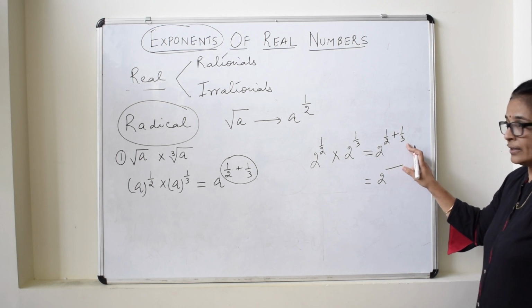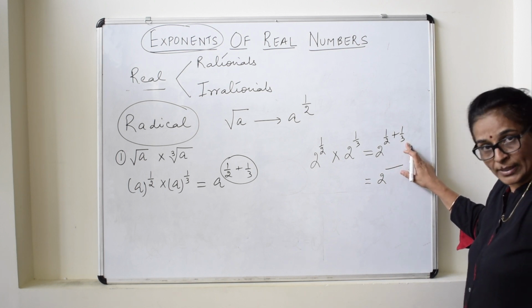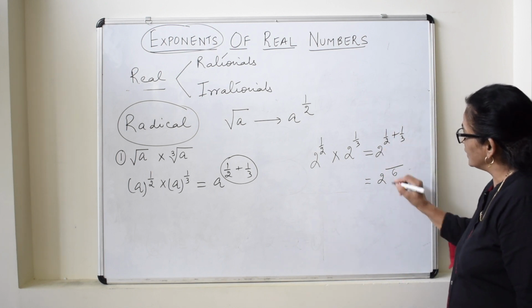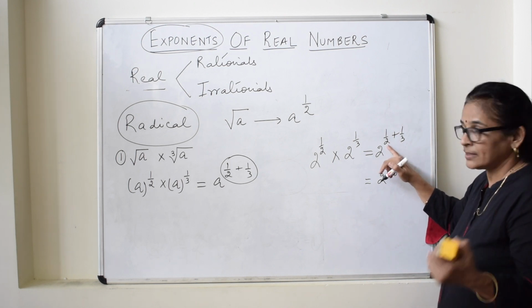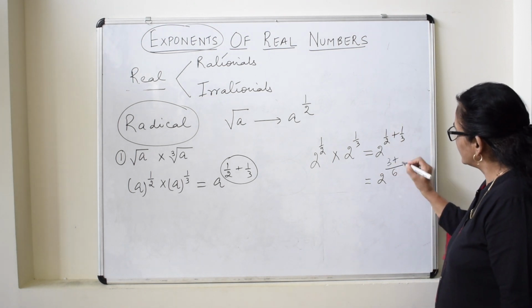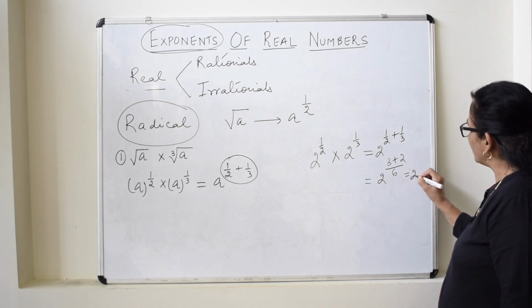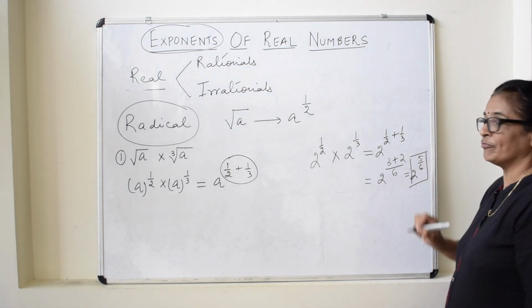When you add the powers, the denominators are different. The rule is the same as for adding rational numbers. Find out the LCM. LCM of 2 and 3 is 6. 6 in 2 how many times? 3 times. 3 ones are 3. 6 in 3 how many times? 2 times. 2 into 1 is 2. So ultimately our answer is 2 to the power of 5 by 6.